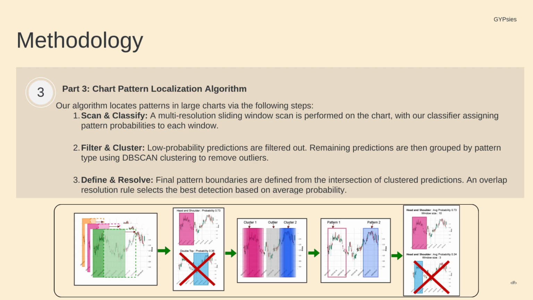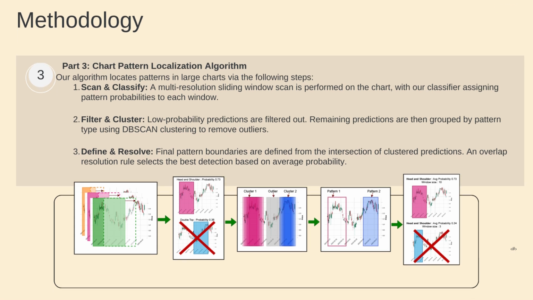Next, we define the start and end points of the pattern by looking at the intersection of these clustered predictions. And finally, if there are overlapping detections, the system has a smart way of choosing the best one, generally preferring the larger window unless a smaller one has a significantly higher probability score.